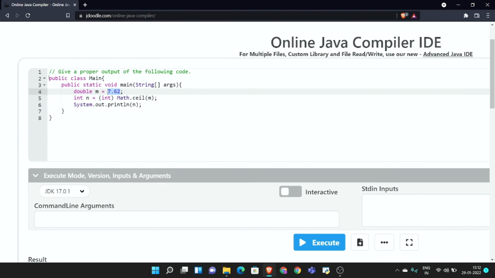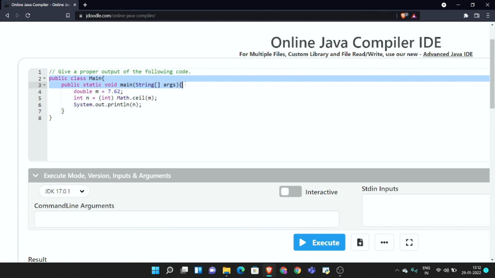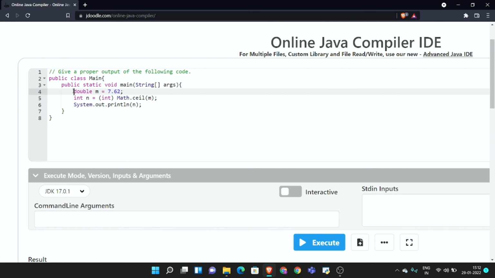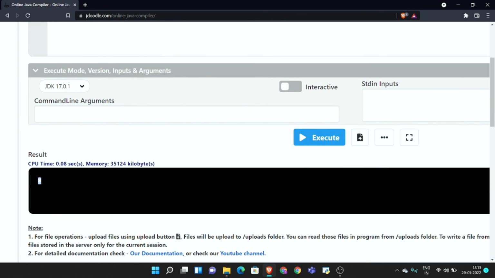As I said, these two lines are very much important in converting the code into the machine language. And double, which has 64 bits of memory space, is greater in space compared to the float, and generally most people use double in Java. So this m is of double type which has the value 7.62, and this n is an integer variable, and math.ceil will give a round-off figure of a floating number, cast to an integer type. So I just wanted to print the value of n, so System.out.println of n. See, we got 8.